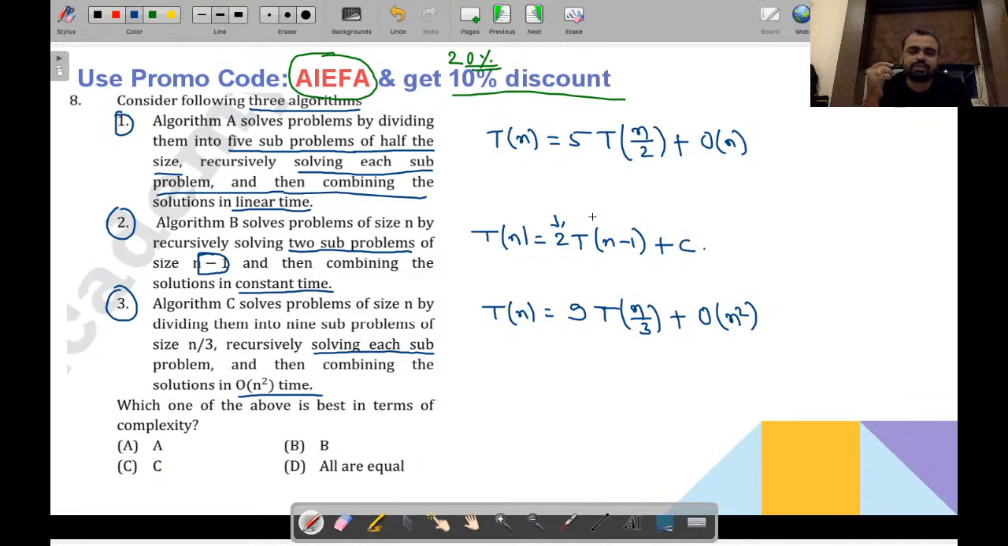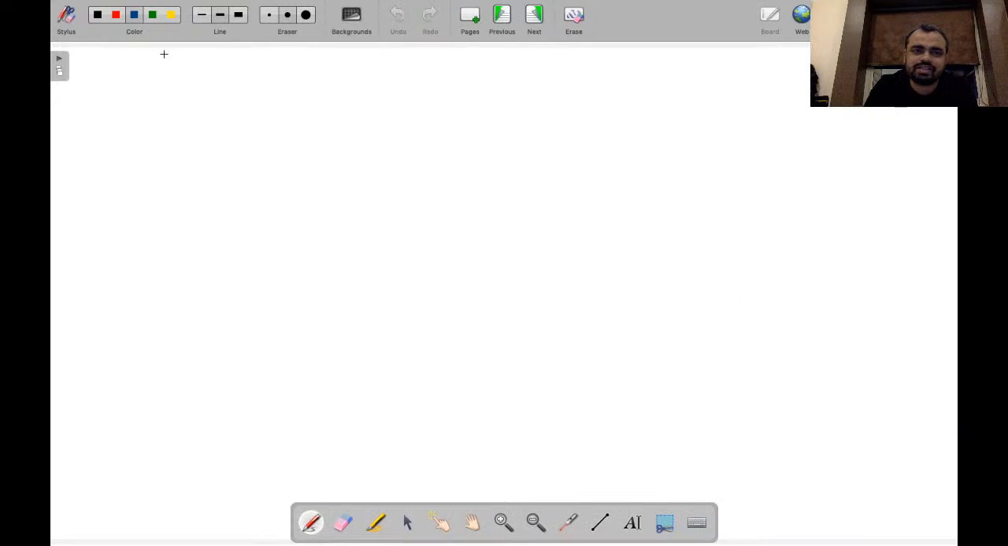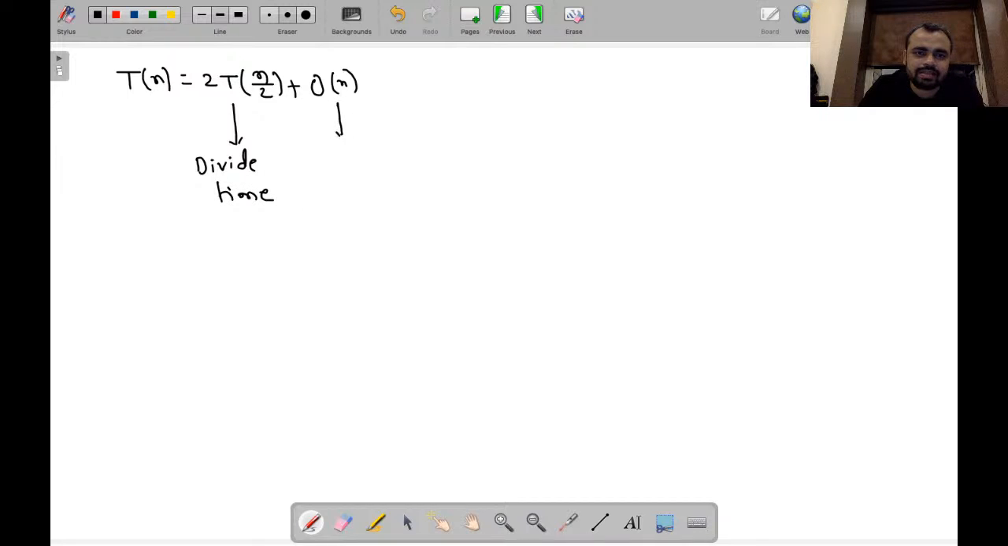So from these particular problems, we have got three recurrence relations. My dear friends, try to understand the basic thing. Whenever I write T of n equal to 2T of n by 2 plus order of n, what does it mean? This part is the divide time, and this part is called the solution or combine time. I'm just telling you the basic concept.